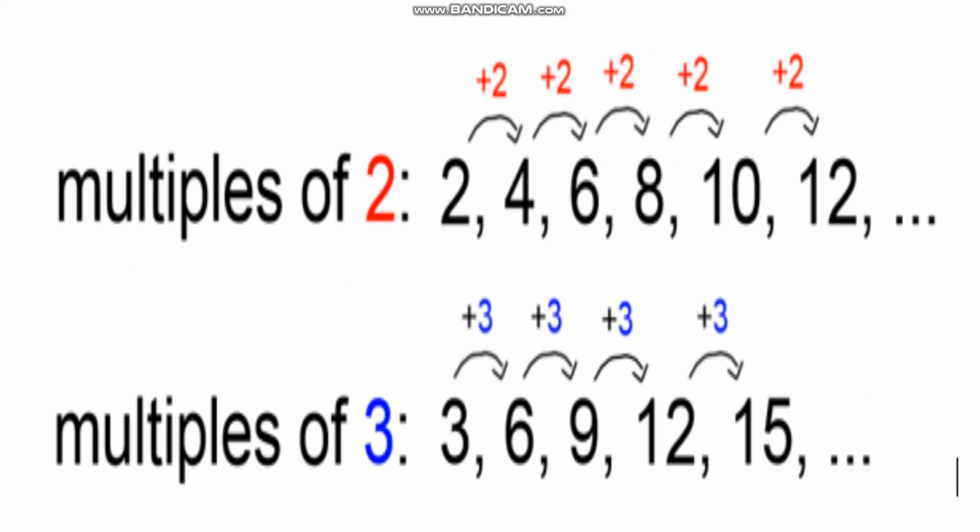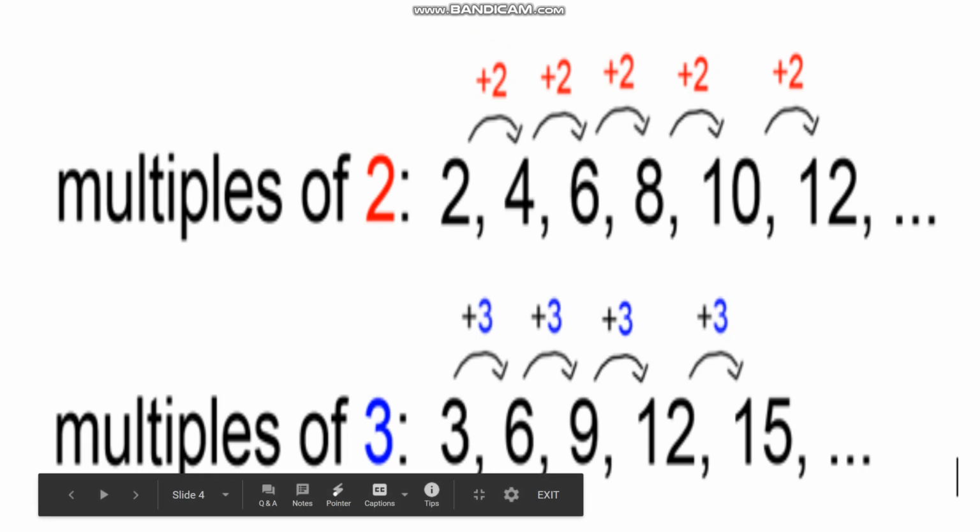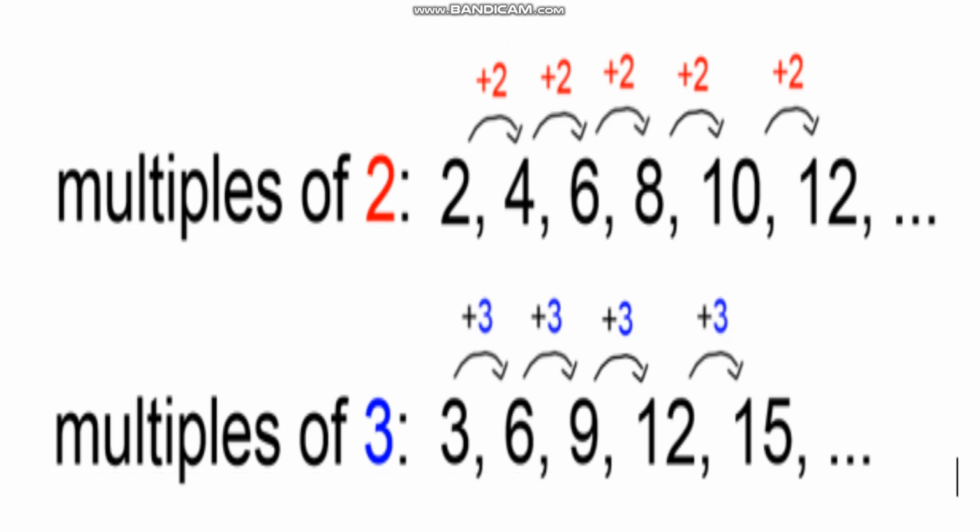Like in the case of here, we are getting the multiples of 2. How? By doing the skip counting way. So we will get 2, then we'll again skip 2, we'll get 4, then jump 2, we'll get 6, then again skip, 8, then again skip, 10. Similarly, as you can see here, we have got the multiples of 3. So we have 3, 6, 9, 12 and 15. So again each time we are skipping 3.